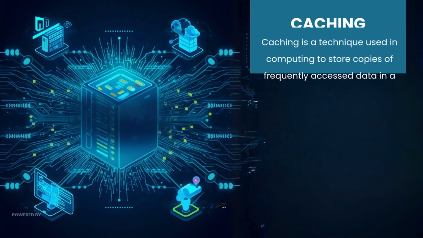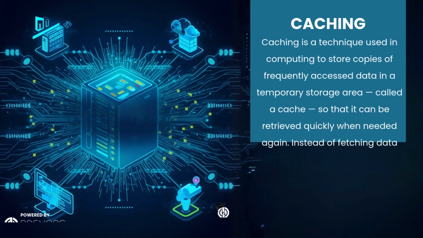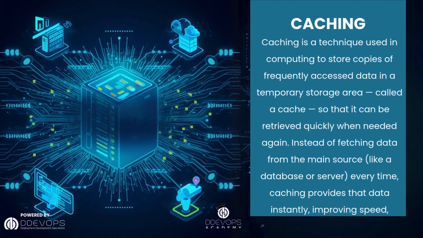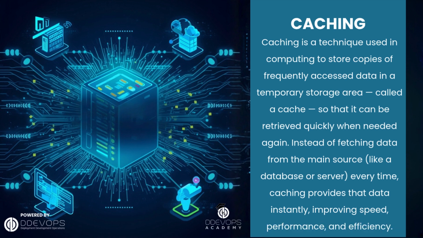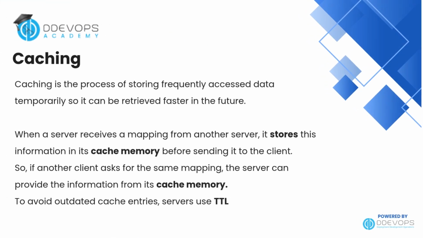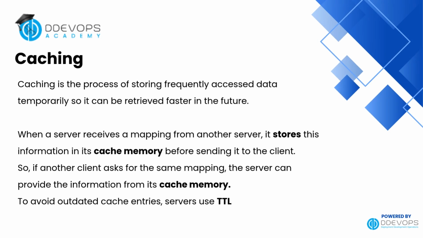Caching. Caching is a technique that stores frequently used data in temporary storage, called a cache, so it can be accessed quickly instead of repeatedly fetching it from the main source. This improves speed, performance, and efficiency. How caching works in networking. Caching is the process of storing frequently accessed data temporarily so it can be retrieved faster in the future.